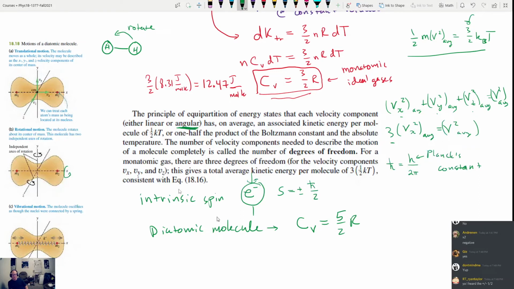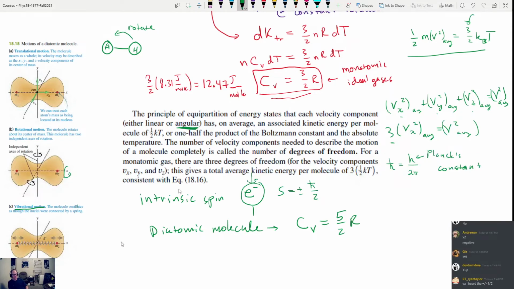And for a molecule, we can also have molecules that vibrate, like a spring, and that's an additional degree of freedom. But for polyatomic molecules, you get something closer to 7/2 R. That's pretty much it. The biggest takeaway from this is that each degree of freedom contributes 1/2 kT.